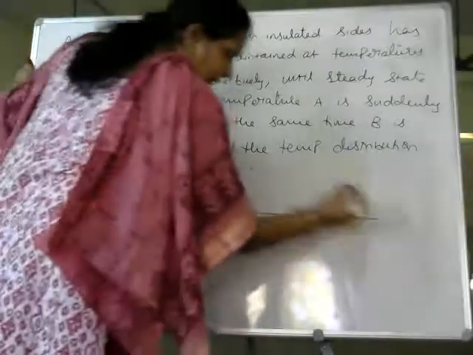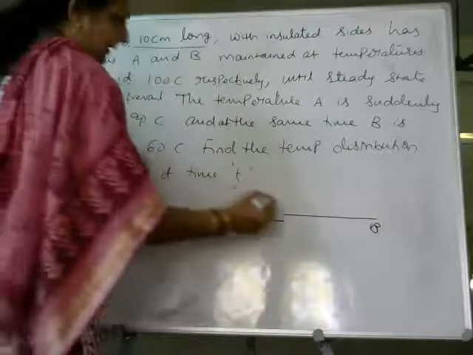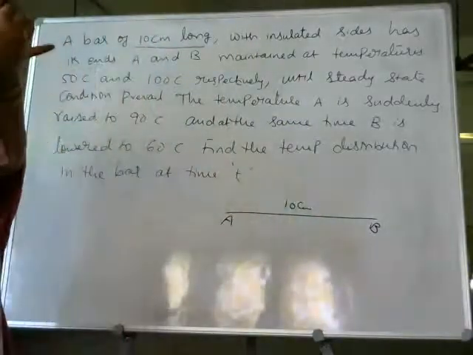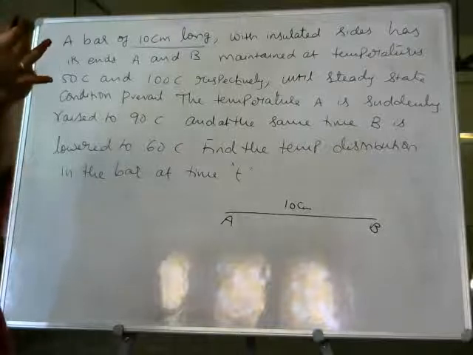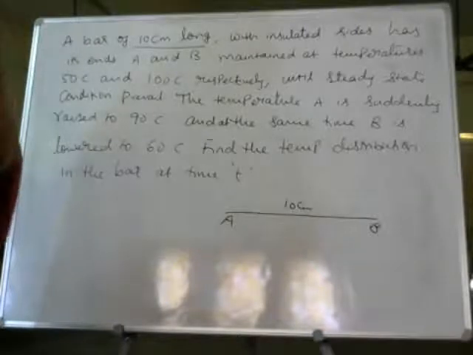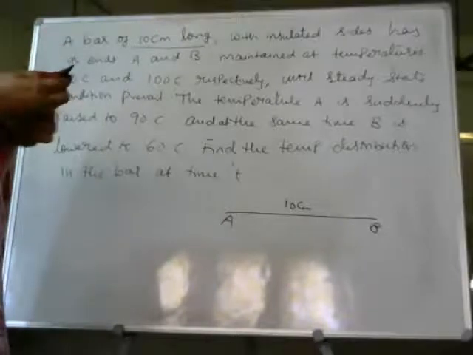So let the rod be like this. Let the ends be A and B. And the length is given as 10 centimeter. We are taking the length on x-axis. We know actually that it is taken on x-axis. And both the ends are kept at A and B.